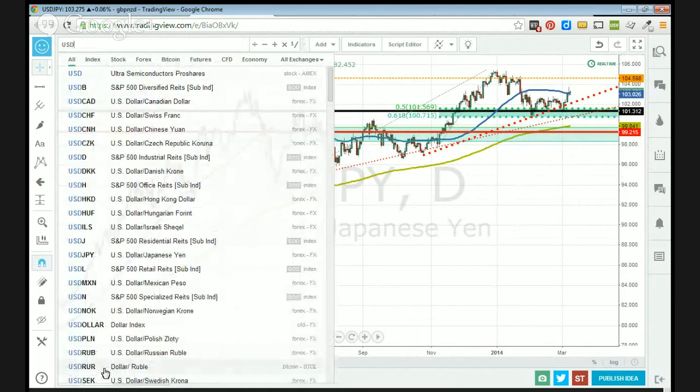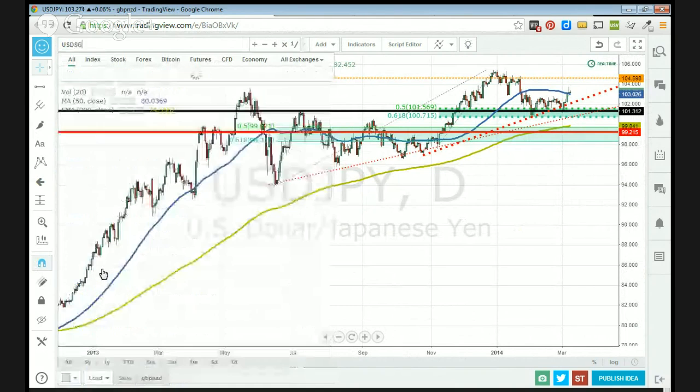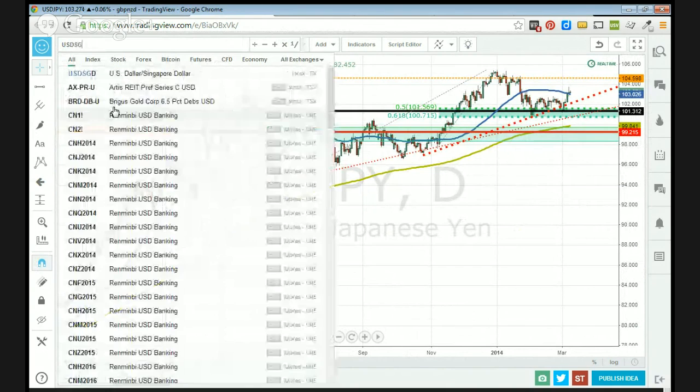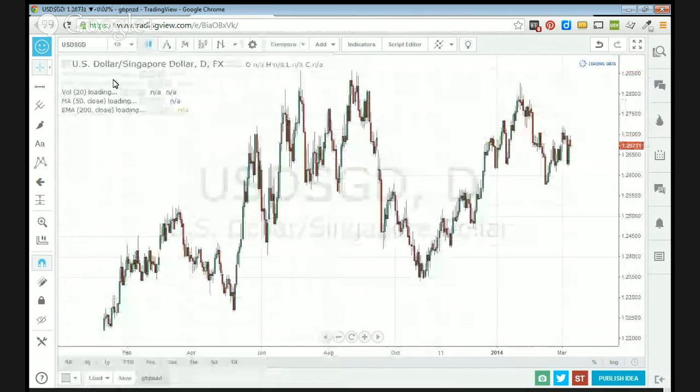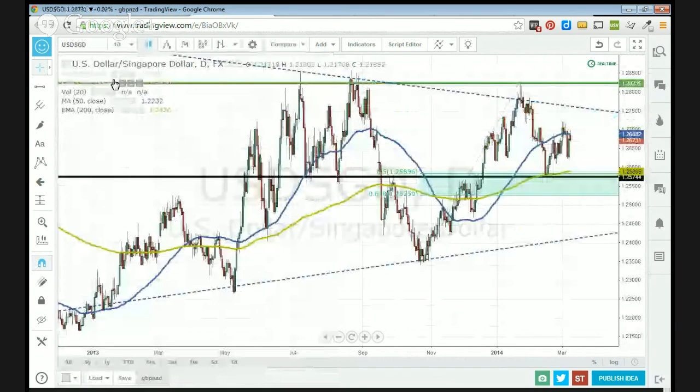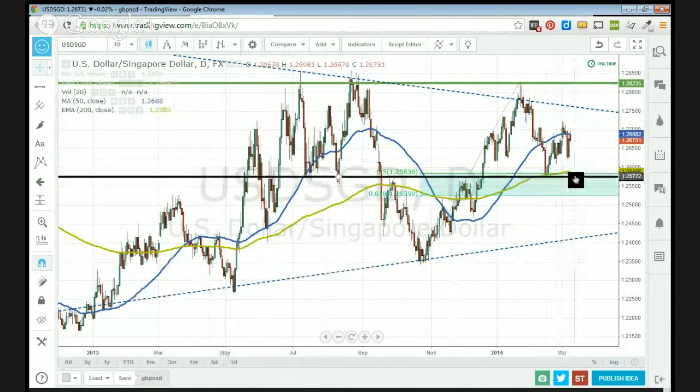Dollar Singapore is still... I missed the boat. I should have gone long here. I mentioned that before. If we can fall back here, which would still make sense, we still have the 200 exponential moving average there and a 50% Fibonacci retracement. I'd be interested in buying there.